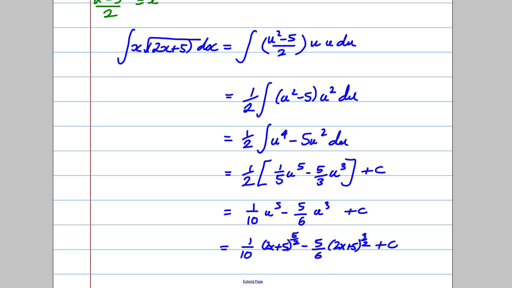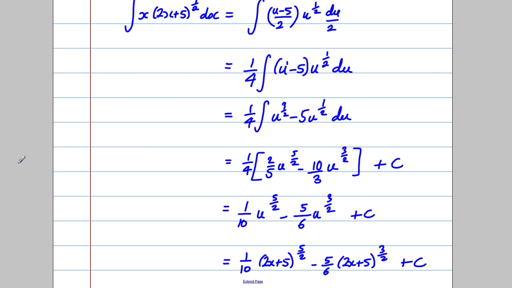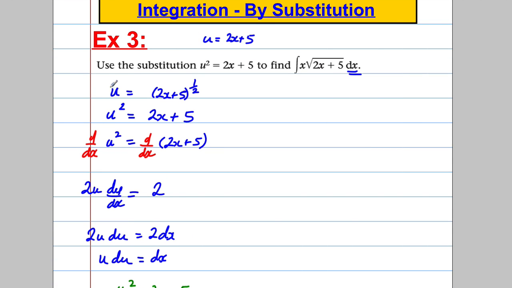And if we look back at our previous answer, you have a tenth, 2x add 5 to the 5 over 2, subtract 5 sixths, 2x add 5 to the 3 over 2, and here we have exactly the same thing. So there were two different ways of going about the same problem. In this case, we were given a different substitution to use.